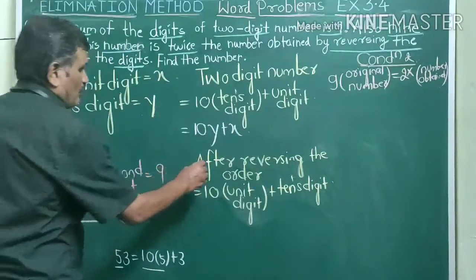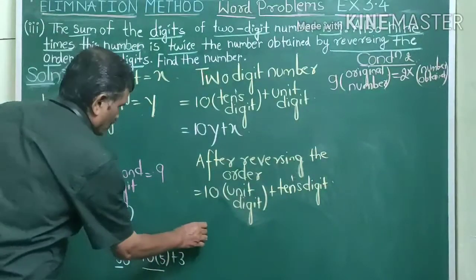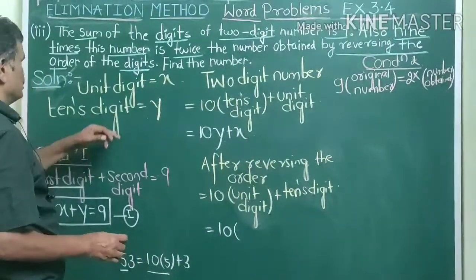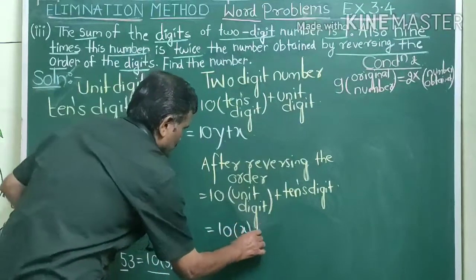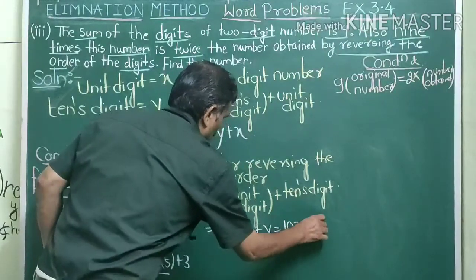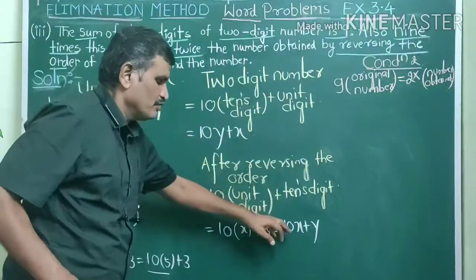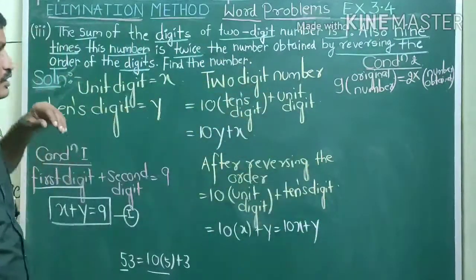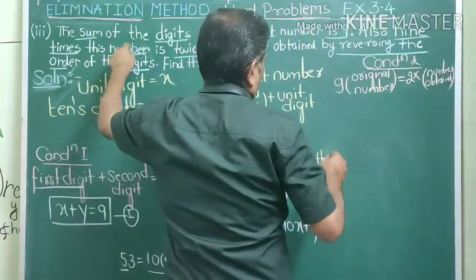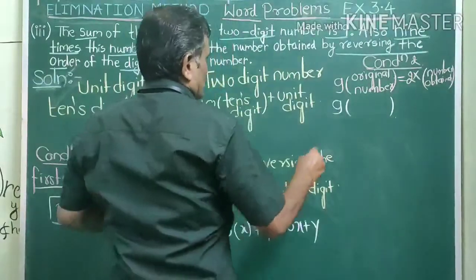Now what he says, after reversing the order, suppose you reverse the order, then what will happen is 10 into the unit digit, and the unit digit that we have taken here is x, plus y. So this becomes 10x plus y. So originally our number was 10y plus x. After reversing the digits, we got 10x plus y. Now condition 2 says 9 times this number. 9 times which number? The original number. And what is that original number? 10y plus x.